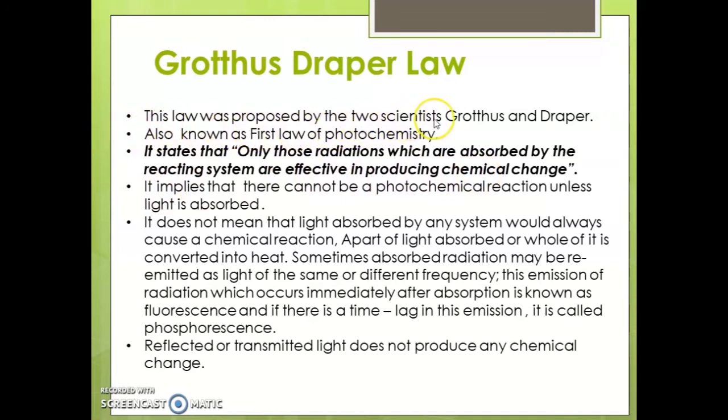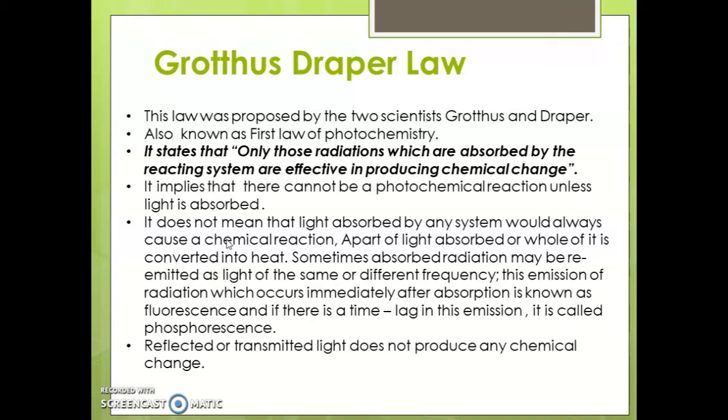This law was proposed by two scientists, Grotthus and Draper. It's also known as the first law of photochemistry that we had already discussed. It implies that there cannot be a photochemical reaction unless light is absorbed. That's the point. There will not be a photochemical reaction if light is not absorbed. But it does not mean that light absorbed by any system would always cause a chemical reaction.